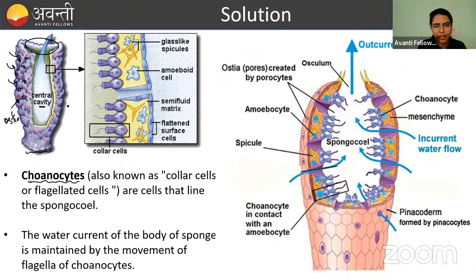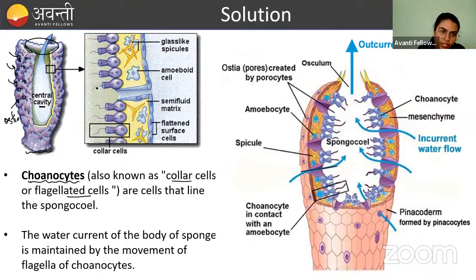ठीक है बेटा, ऑस्टिया से पानी तो अंदर आएगा, it might be in a small quantity, and compared to that थोड़ा बहुत larger भी quantity हो सकती है, but what maintains the water current, that is responsible by the choanocytes. So what they have written here, choanocytes are also known as collar cells. They are flagellated cells that line the spongiocele.